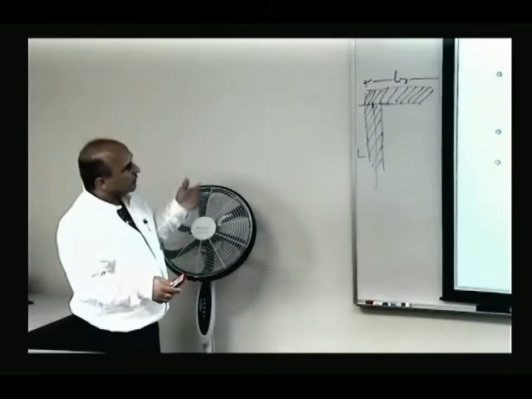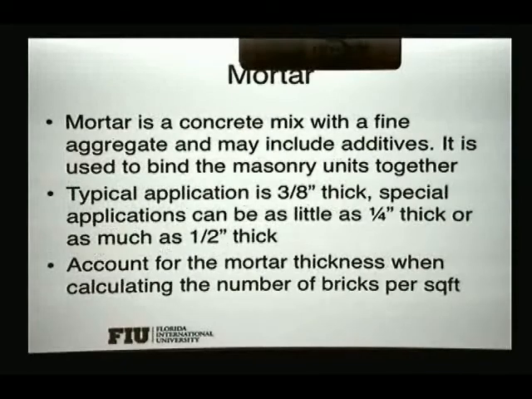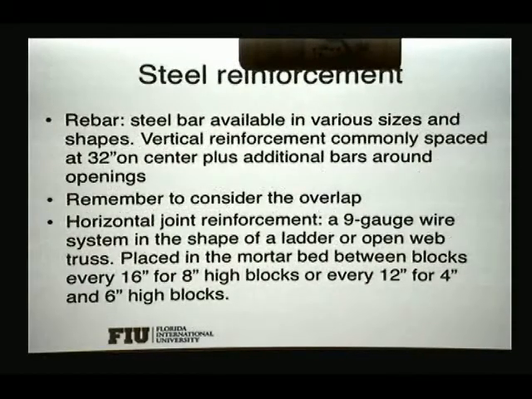Then there is a stone, normally used for finishes, so it looks pleasant to the eye. We have mortar to put all the masonry units together. So this is sort of like a concrete that you mix and put between the different CMU units. We have grout to fill the cavities inside the concrete blocks.